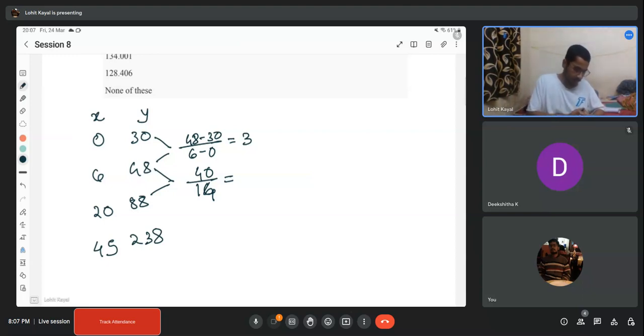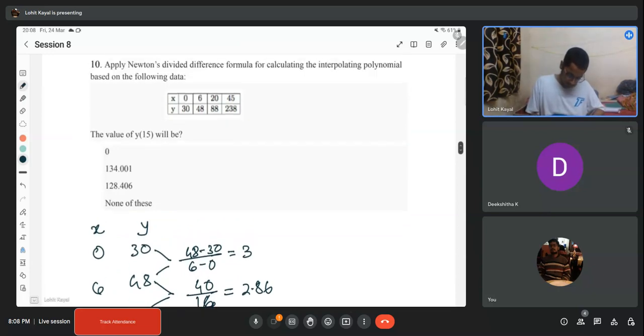So it is 40 by 14, which is approximately 2.86. And this value is 238 minus 88, which is 150, divided by 25, equal to 6. Now you need to find a value between y15. So one easiest thing you can do is that.